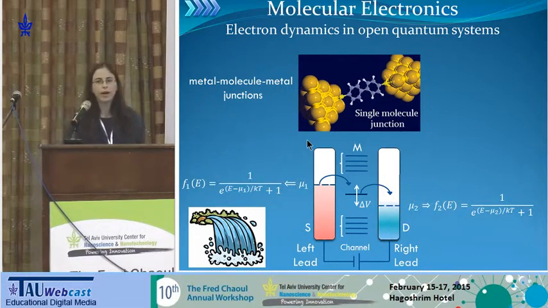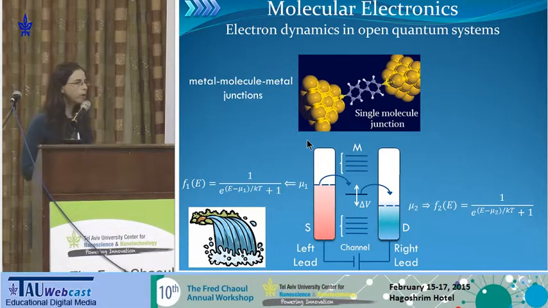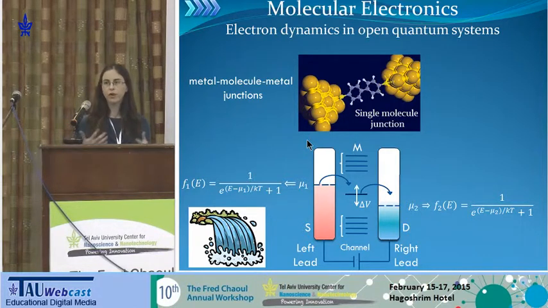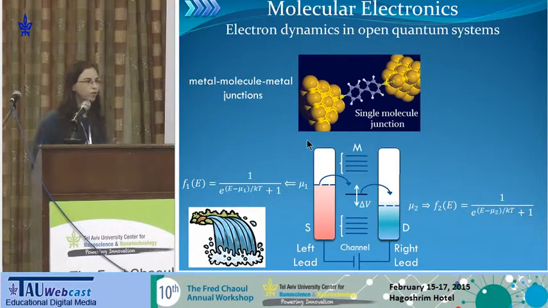Now, in those systems, we have two main parameters that help us control the system. The first one is the potential difference gap between the source and the drain. And the second one is which levels and how many levels are free in the molecule in this potential difference gap.